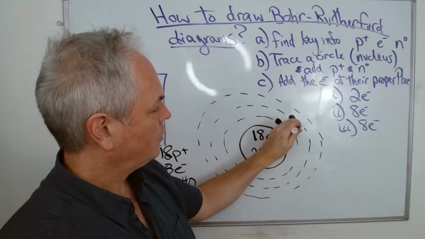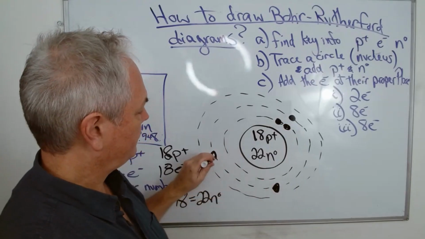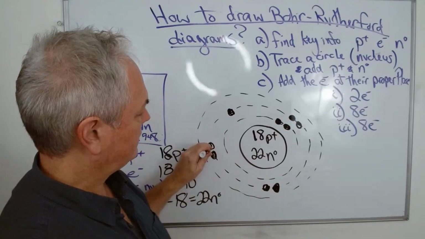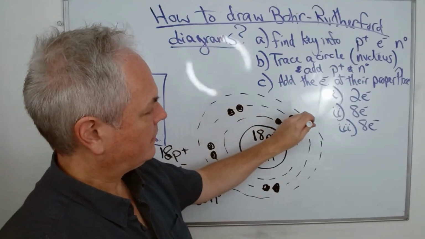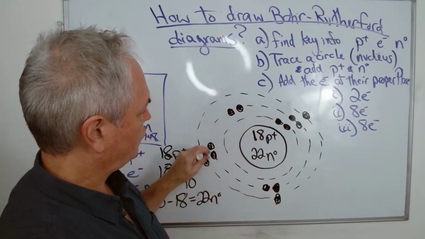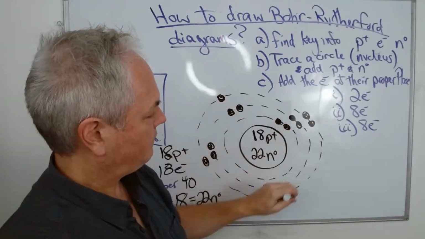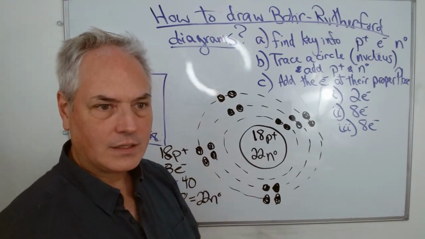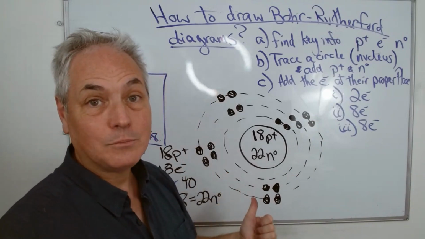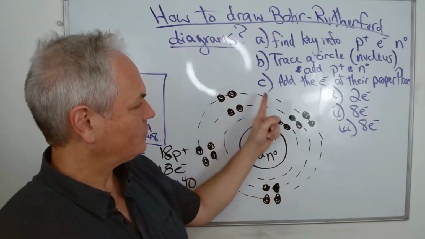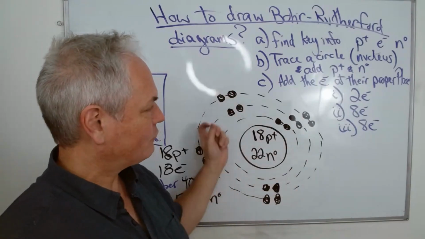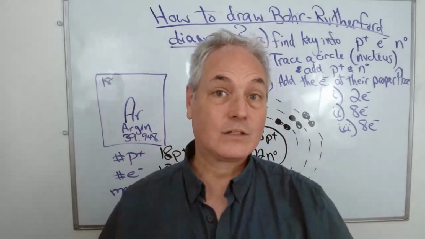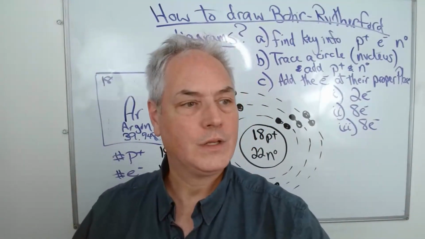1, 2, 3, 4, 5, 6, 7, 8, 9, 10, 11, 12, 13, 14, 15, 16, 17, and 18. Excellent. This is an excellent Bohr-Rutherford diagram. And on top of that, as you can see, we have enough electrons to fill all of these energy levels, which is amazing.